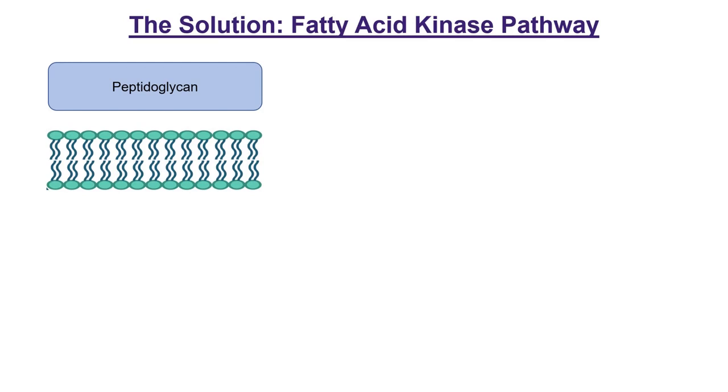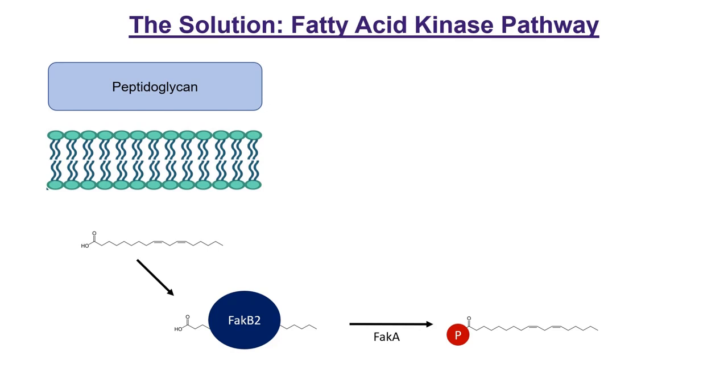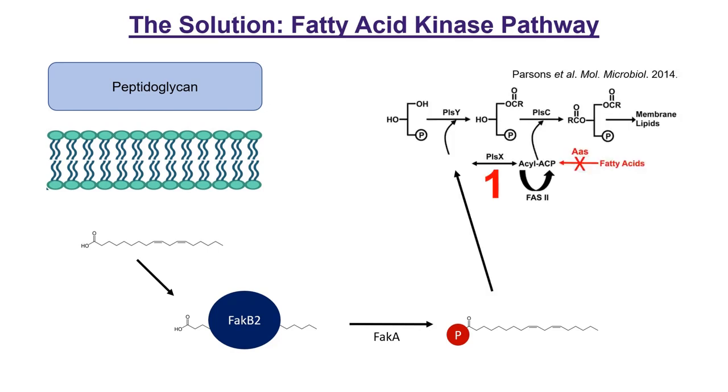UFFA, such as sapienic acid in sebum and linoleic acid on the mucous membrane of the nares, cross the bacterial cell wall and membrane and enter the fatty acid kinase, or FAK, pathway. Instead of interfering with the membrane to cause increased fluidity and detrimental cell leakage, UFFA are bound by FakB2, then phosphorylated by FakA before they enter either the FASII or PlsXY pathways for conversion into and incorporation as bacterial phospholipids.